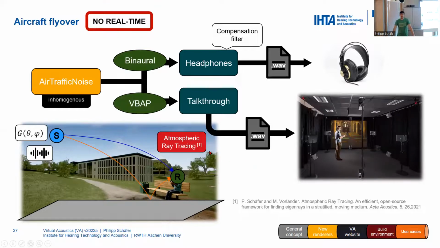However, since those simulations are very computationally costly, this is not real-time capable currently. So the approach here is to do an offline rendering, and instead of directly writing the samples to the sound card, we can write them into a WAV file and then listen to it later on, or use it for listening experiments later on. You can do this with every rendering system or every setup that you do with VA. We can always do an offline rendering.